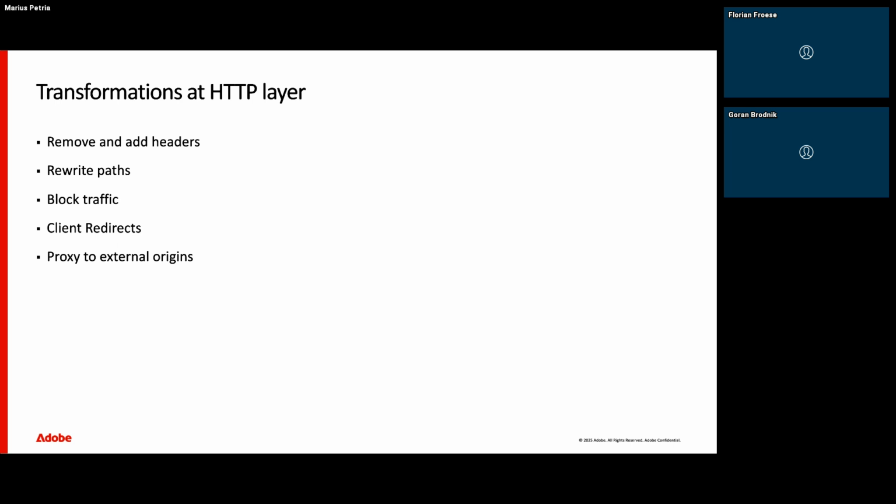So we got a lot of feedback during the past years that the out-of-the-box CDN for cloud service is not customizable. And in the last year, we introduced a lot of functionality to allow you to modify headers directly at the CDN, rewrite paths, block traffic, redirect with 301, 302 redirects, and a very requested feature was to proxy to external origins. If you have a third-party system that you want to integrate with in your custom domain.